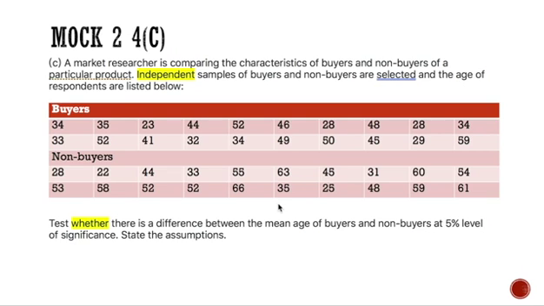And I will talk about 4c. This question is to test the age of buyers and non-buyers of a particular product. Here we have two independent samples. The question is to test whether there is a difference between the mean age of buyers and non-buyers at the 5% level of significance. So when we look at the question, we know that because it is two independent samples, we do not apply the paired test.